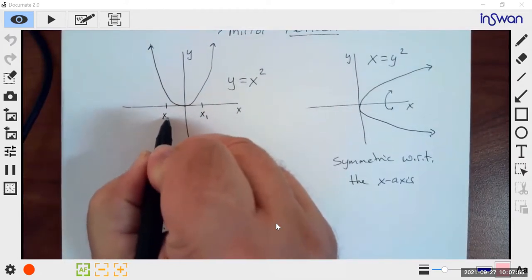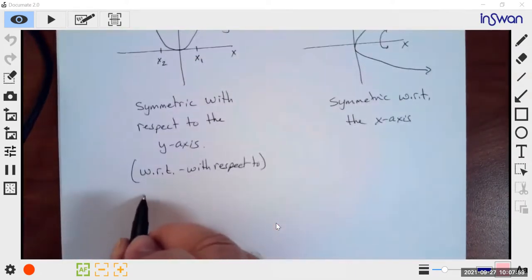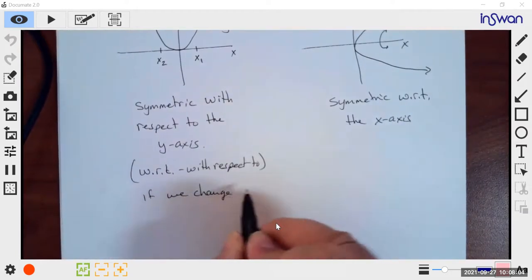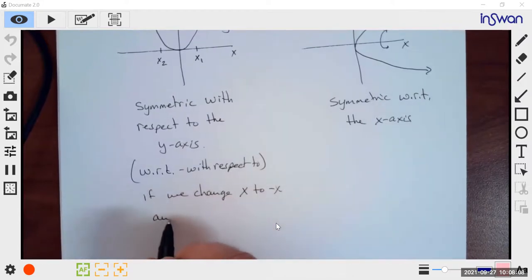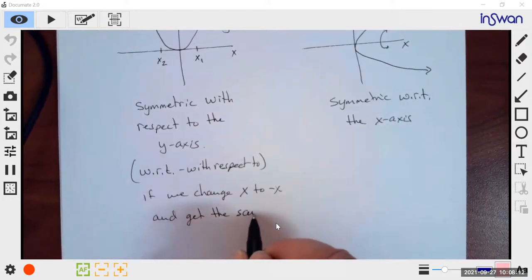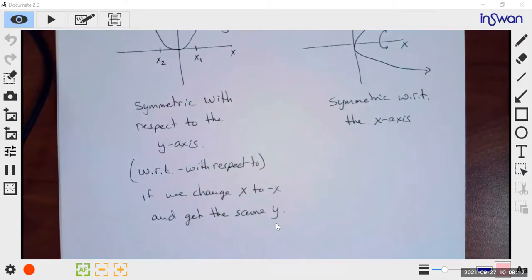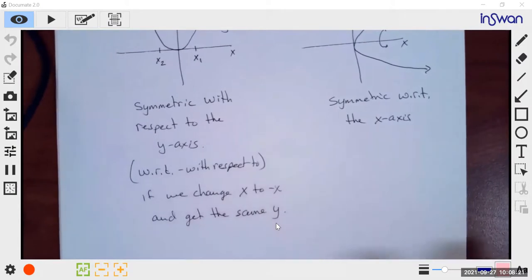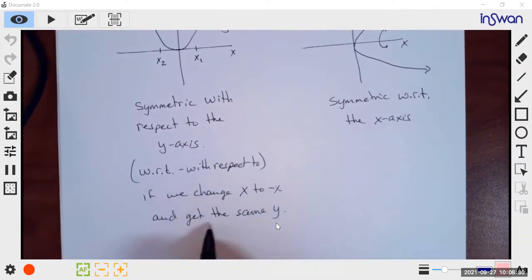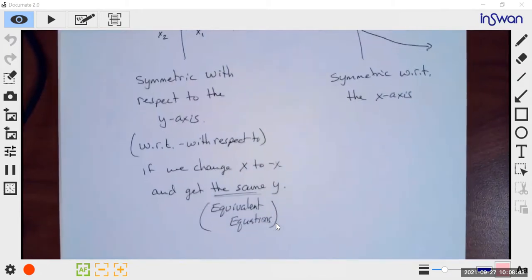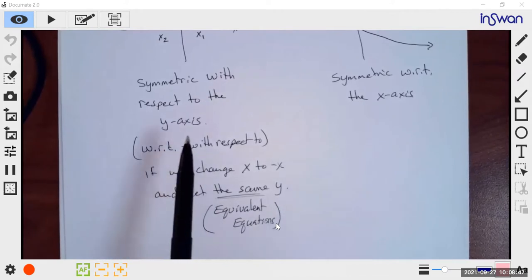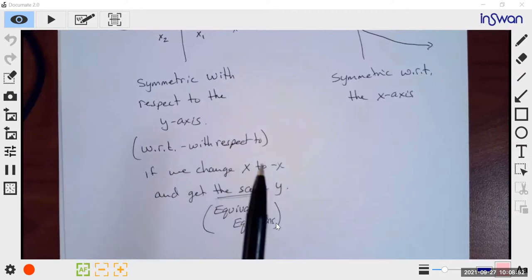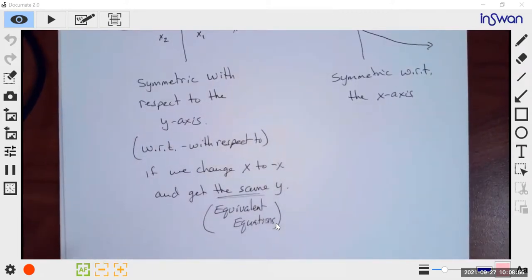If it's symmetric about the y-axis, if we change x to negative x and get the same y, whenever you get the same, we say these are equivalent equations. So to be symmetric about the y-axis, if we put x or negative x in there, we get the same y, then it's symmetric about the y-axis.